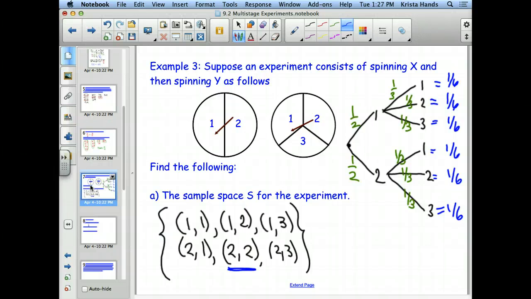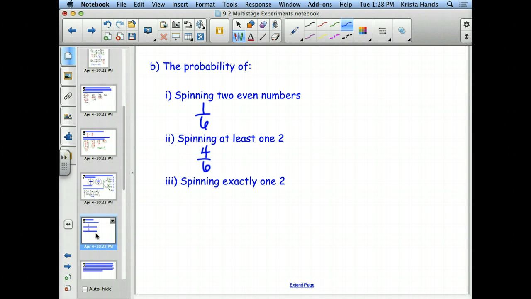How many? There are 4 of the options inside my sample space that have a 2 in them. Do you see them? 4 of them have a 2 out of how many total? And that will actually reduce to 2/3. So it's more than a 1/2 probability that will happen.